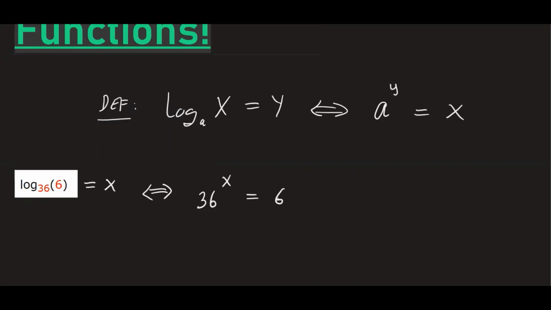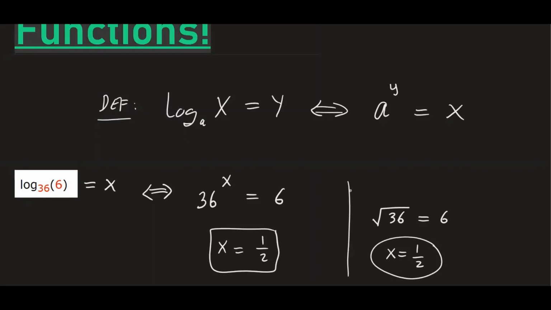Now you want to think of 36 to what power will give us 6? Well, the power has to be a fraction. So you can think of x is equal to 1/2, because 1/2 would be like a square root. If I do the square root of 36, that gives me 6. So that means x must be 1/2. You can do guess and check to come up with these results, or just rewrite it in exponential form. Let's try another example.